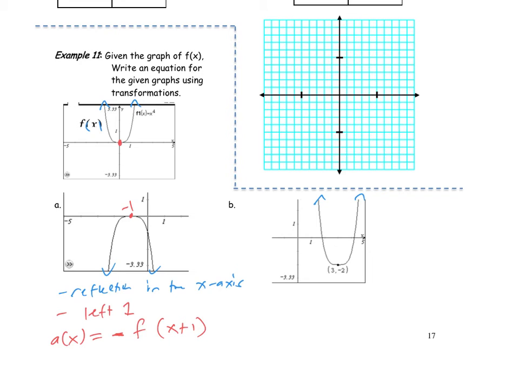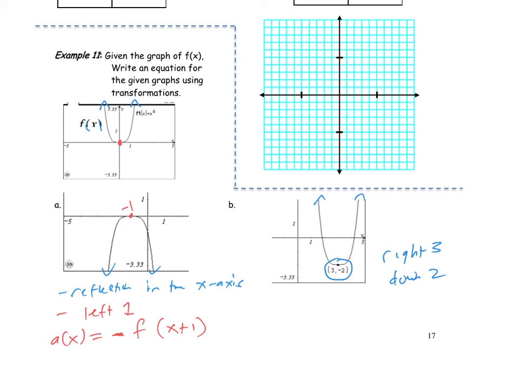Let's do the same thing for letter B. So here we can see that the graph is not reflected in the x-axis. It's still going up, but the vertex is now 3, -2. So this graph has been shifted right 3 and down 2 relative to the parent function.